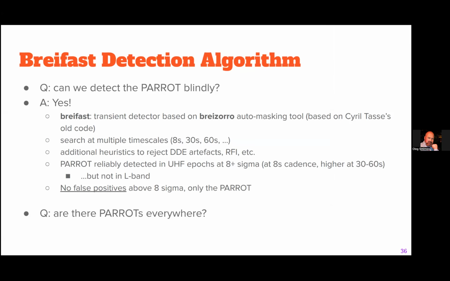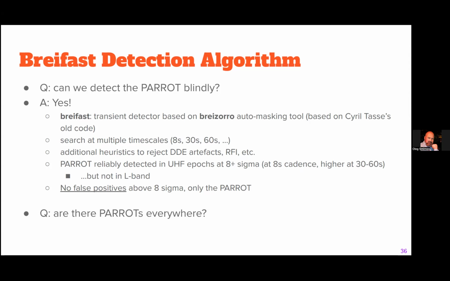So one of the key things we developed was a detection algorithm called Bryfast, which was a bit of an in-joke because it was based on a piece of code called Brazoro, an automasking tool, and Bray stands for Bretagne, which is Brittany, which is where Cyril Tasse is from. But it was an unfortunate in-joke because if you try typing Bryfast in a message, autocorrect will immediately correct that to breakfast. So we keep sending each other confusing messages about breakfast.